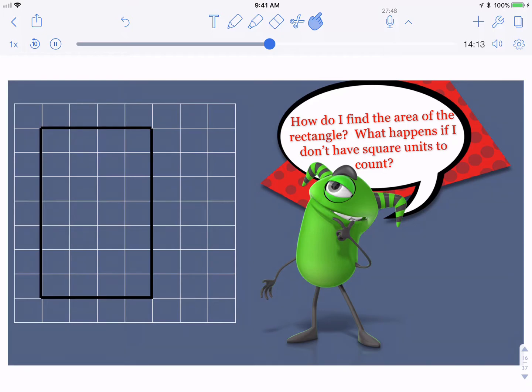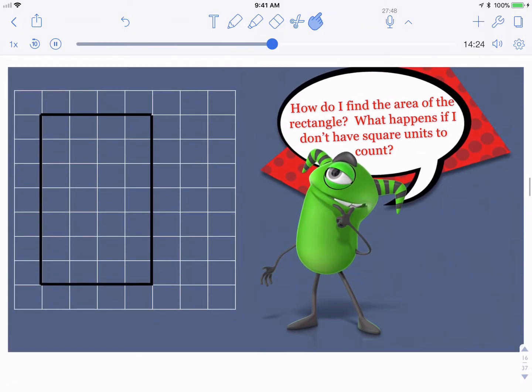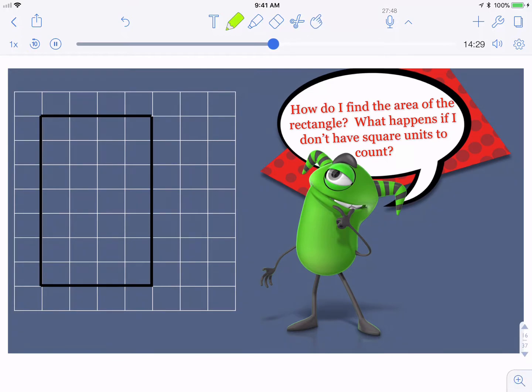Now, how do I find the area of the rectangle? How do I find the area? Didn't I just say the area is 28 square units? Well, what if I counted across 1, 2, 3, 4, and then I counted down 1, 2, 3, 4, 5, 6, 7? Could I take 4 times 7, the length times the width, and still get the same answer? Did I get 28 both times? Yes, I did. So what happens if I don't have square units to count?